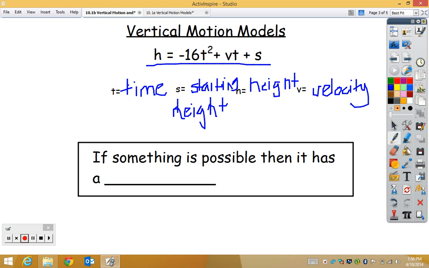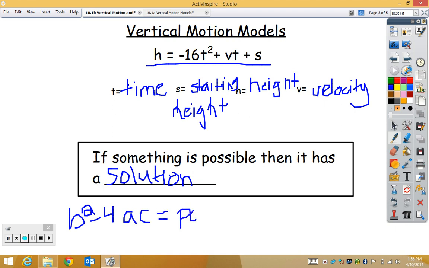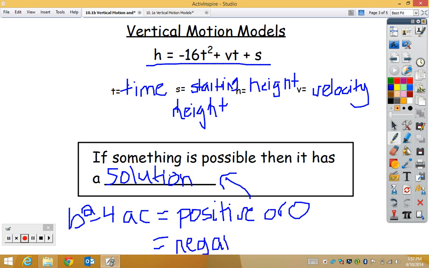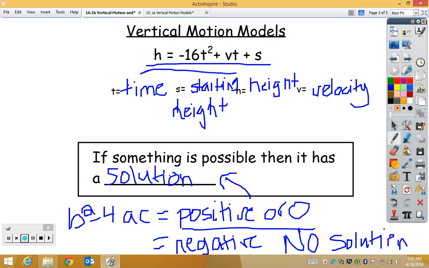So is it possible? If something is possible, then it has a solution. The way we tell if we have a solution is using the discriminant, the b squared minus 4ac. Remember, there's a solution if it equals a positive or 0. If it equals a negative, then there is no solution. So we're going to set up our formula, use our discriminant, and tell whether or not something has a solution.